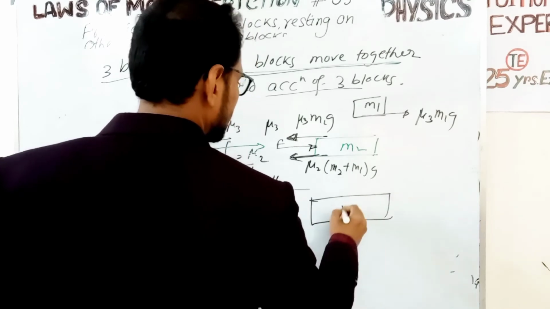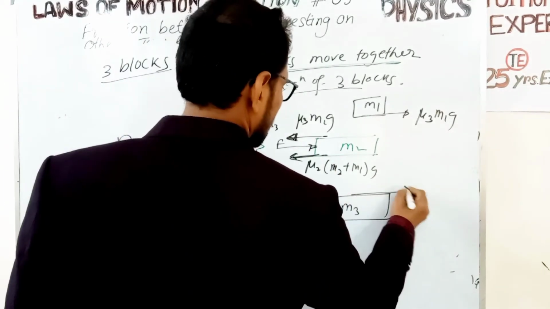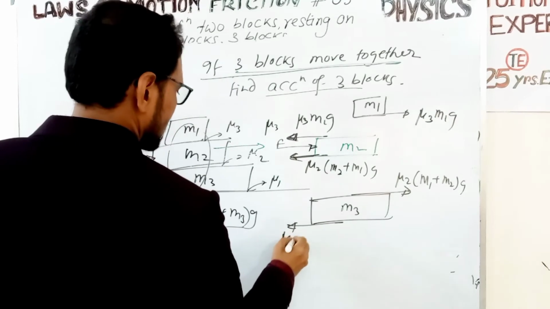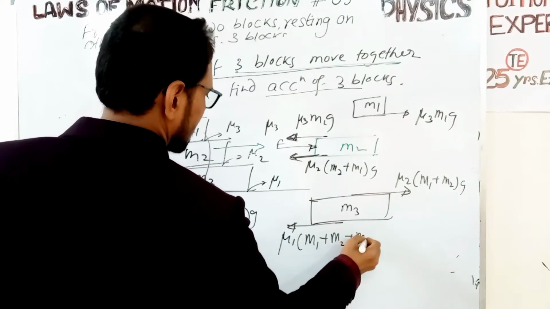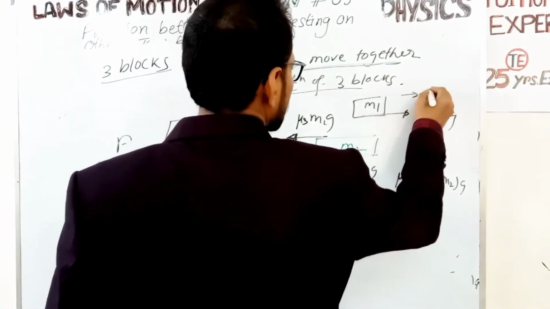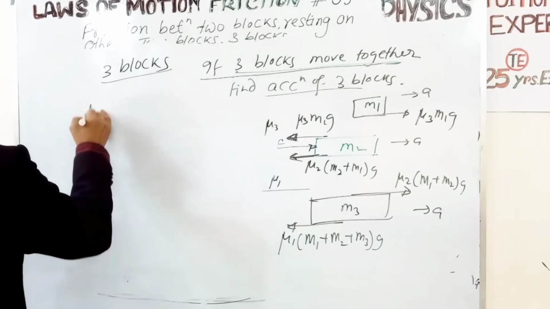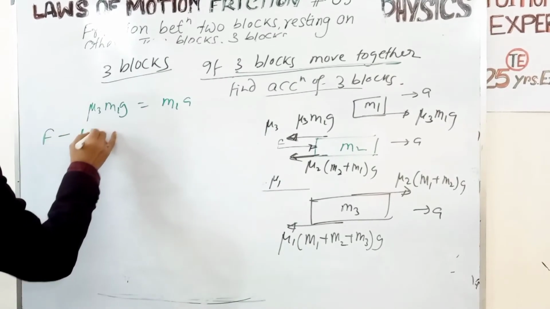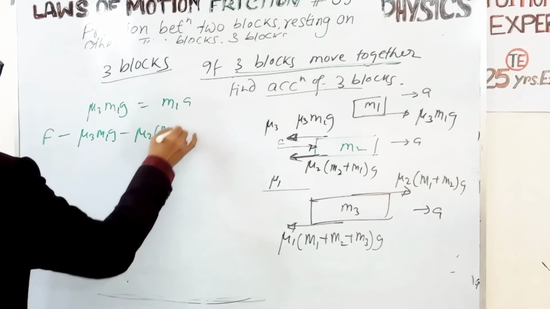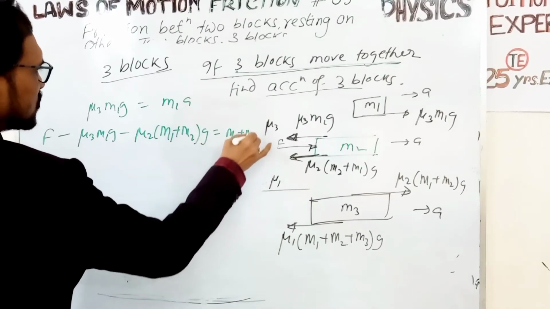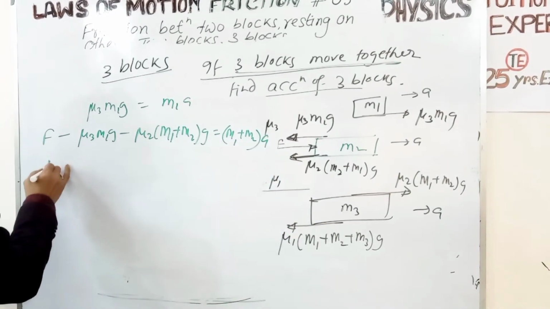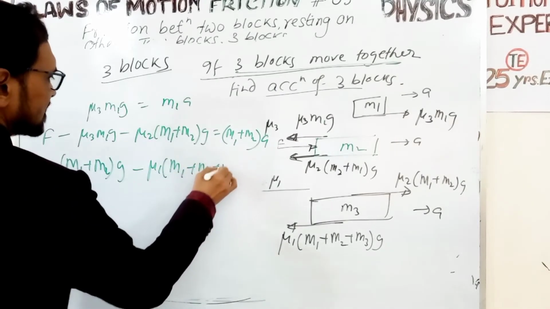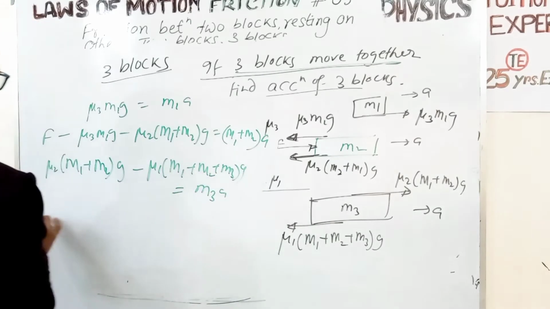And for M3, the three blocks move together, so separately, with acceleration A: for M1, mu3 m1 g equals m1 A. Now for M1 plus M2, F minus mu3 m1 g minus mu2 (m1 plus m2) g equals (m1 plus m2) A. Now for M3, mu2 (m1 plus m2) g minus mu1 (m1 plus m2 plus m3) g equals m3 A. Now write the equations.